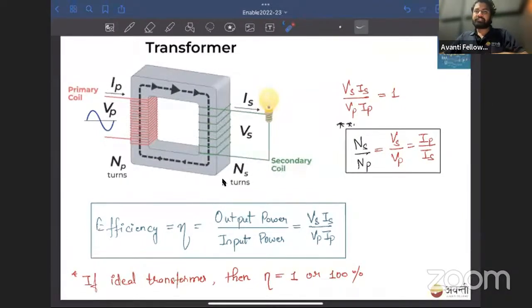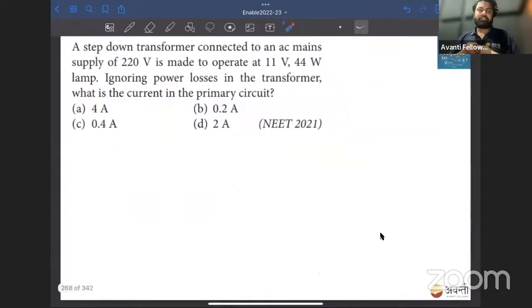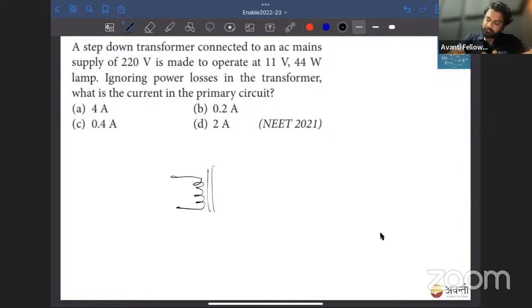Chalo, let's do some questions before then we will study eddy currents and then quickly we'll end up the class. It is telling there is a step down transformer, means voltage is decreasing. So I will make a small transformer. This is primary coil. This is secondary coil, connected to an AC main. So here 220 volts is there, and it is made to operate at 11 volt. So there is 11 volt and 44 watt. This is power.